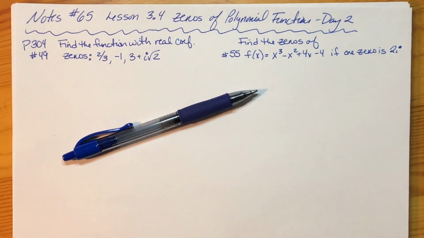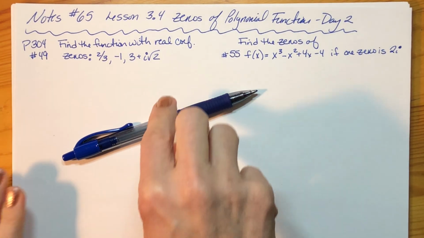We're going to do a second day of the zeros of polynomials. I have two fun problems for us to think about today. The first one is number 49, and it says find the function with real coefficients, and it's going to give me the zeros.